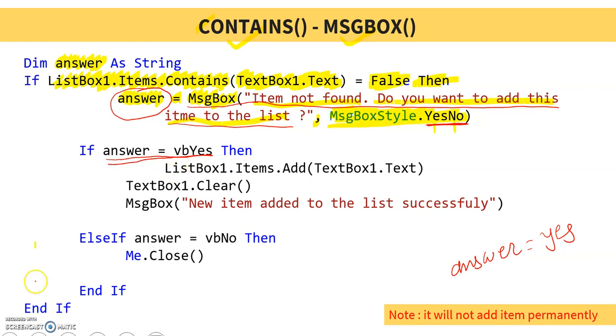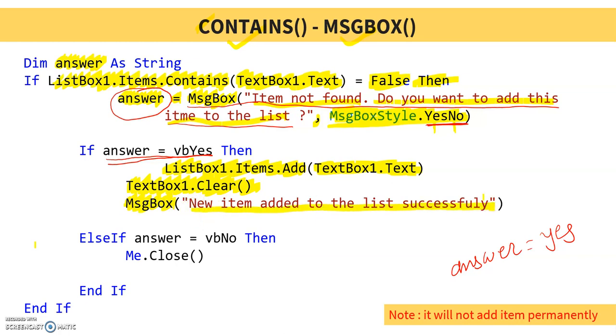You want to add that item to the list box: ListBox1.Items.Add. What do you want to add? You want to add the data from TextBox1. After adding that, you have to clear the text box for the next search, right? So for that I have written TextBox1.Clear, and after adding that value to the list box, again we are giving the message to the user, a simple message box like: new item added to the list successfully.